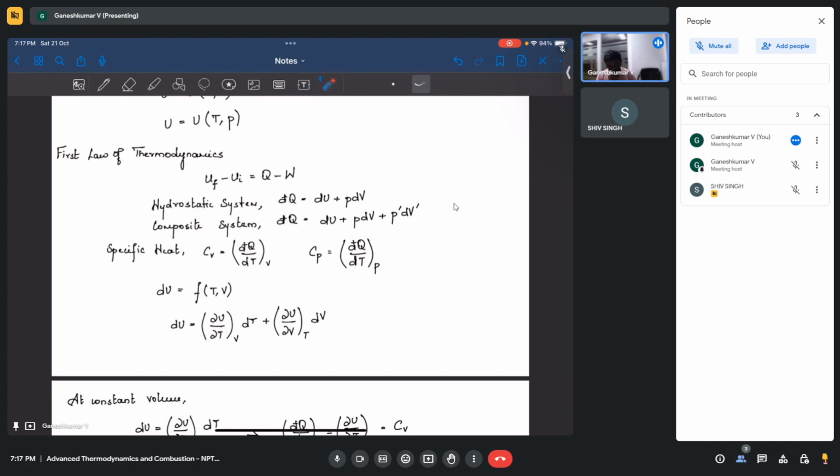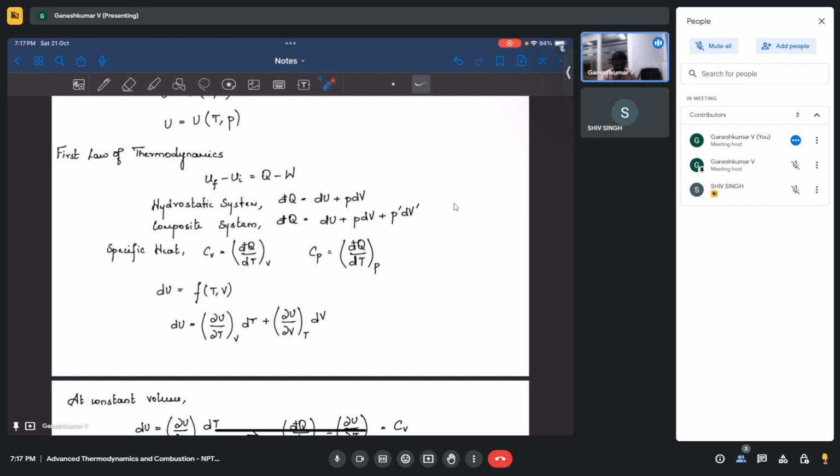Okay. So in the first law of thermodynamics, the internal energy of a system can change basically due to two things. One is heat input. Because of heat input, internal energy can change. The other is work done. If the system does work, then the internal energy can change. So it is written simply like this: UF minus UI equal to Q minus W.